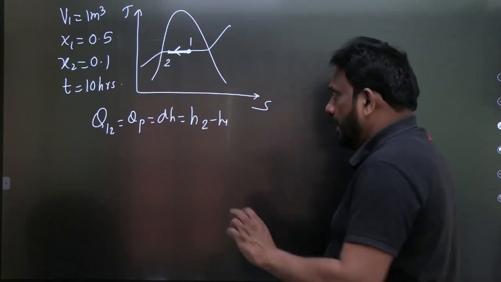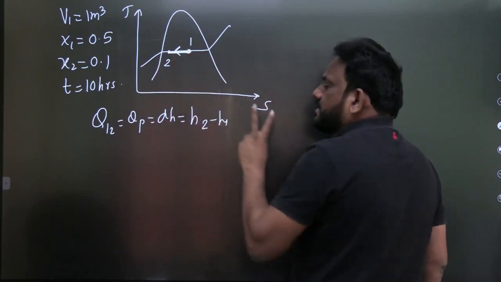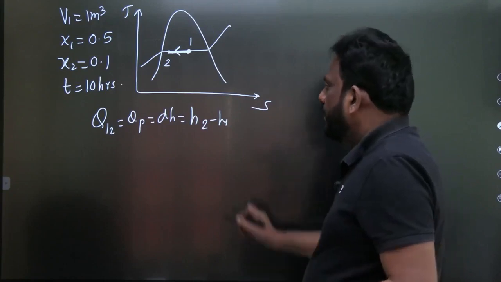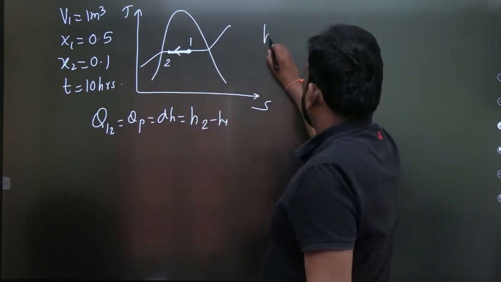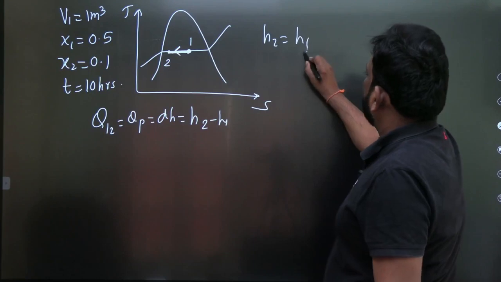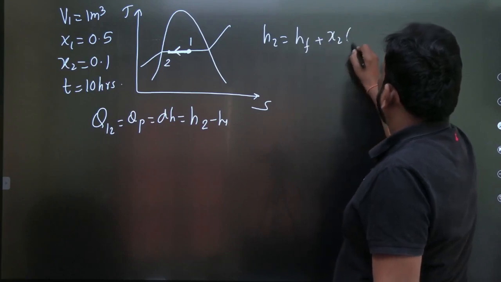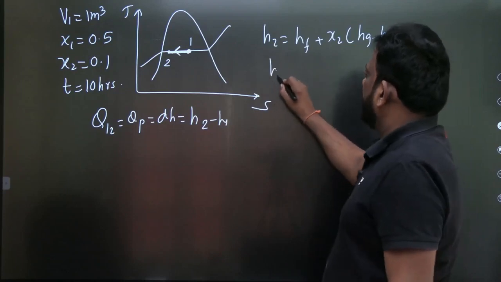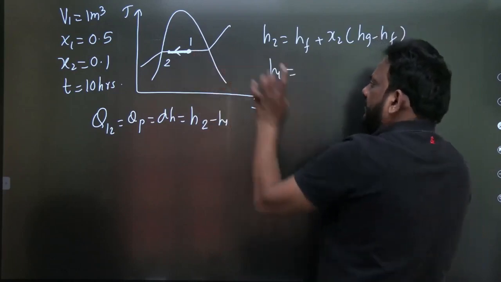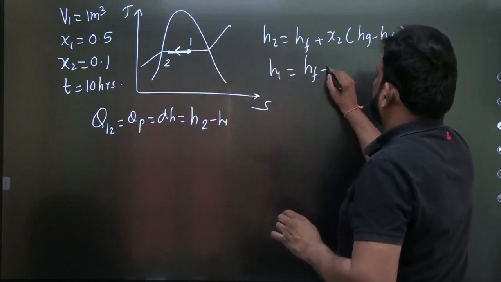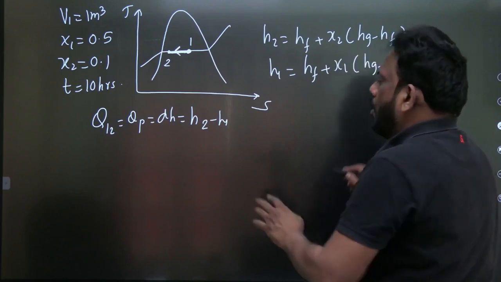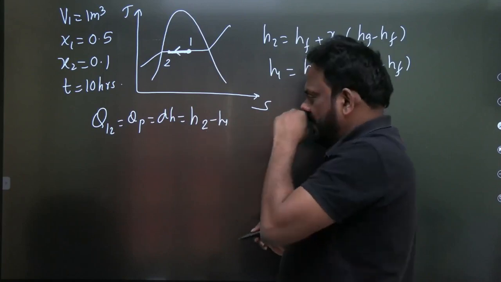But please note down that both these states are in the wet region. So H2 can be written as Hf plus X2 into Hg minus Hf, because it is in the wet region. Similarly, H1 is also in the wet region, so it will be Hf plus X1 into Hg minus Hf. Both are in the wet region, so I am using this equation.